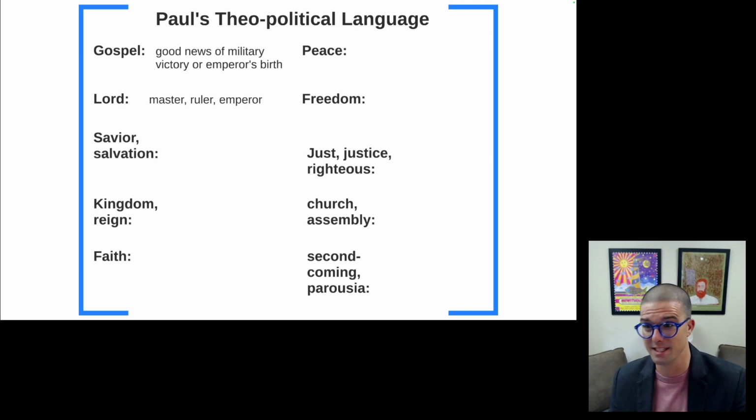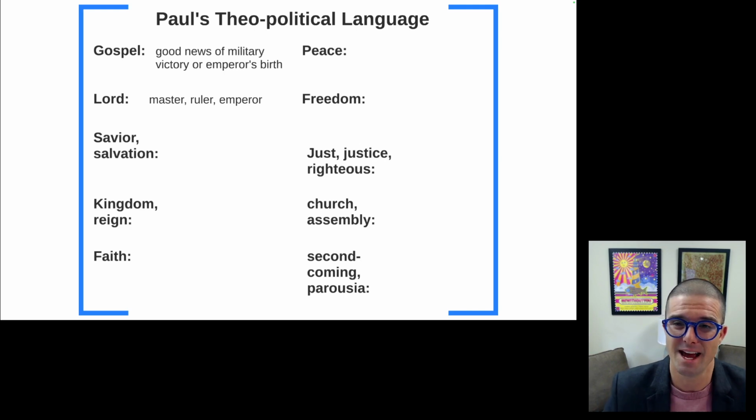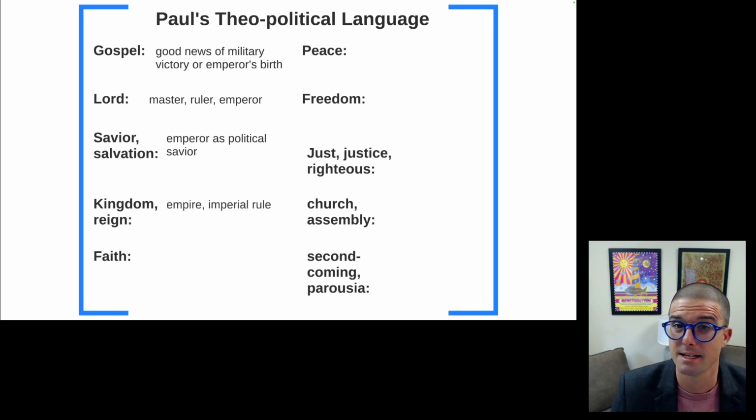So to say that Jesus is Lord is to say that Jesus is a different emperor than the Roman emperor. With respect to savior or salvation, these are terms often used with respect to political engagement, that the emperor is the political savior, ushering in a kingdom or an empire or a rule that is characterized by things like peace, which we'll get to in just a second here.